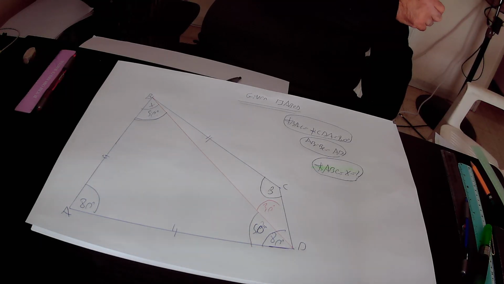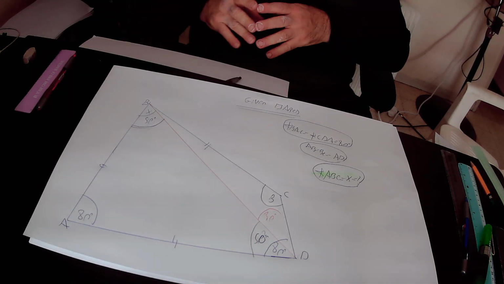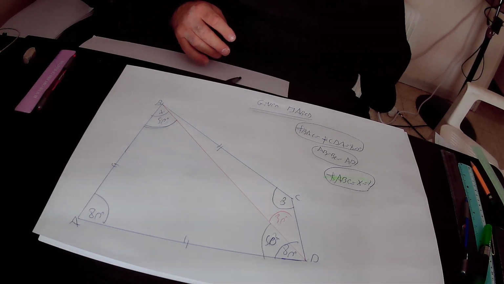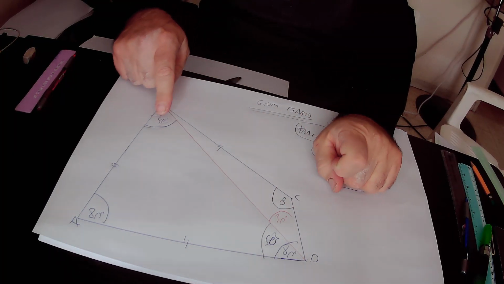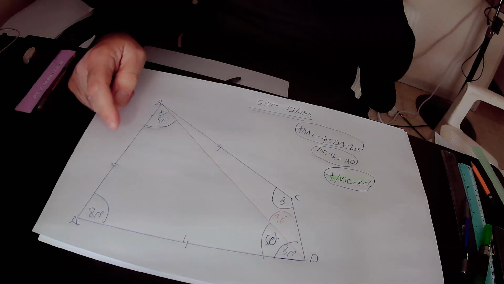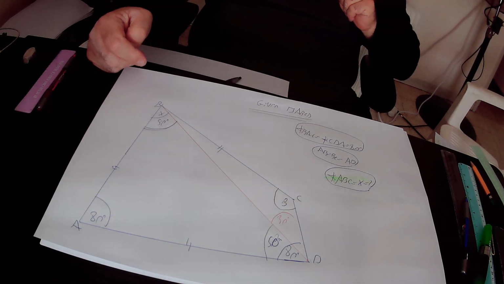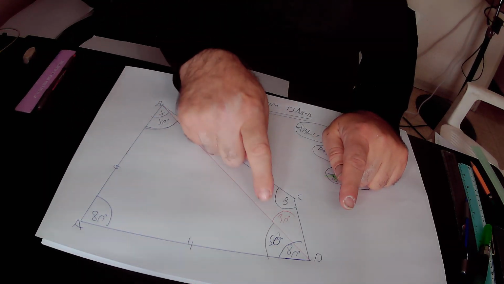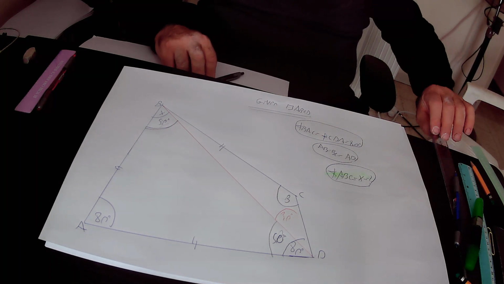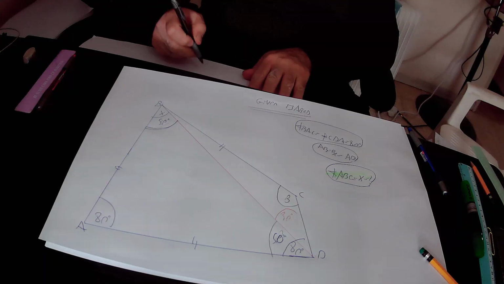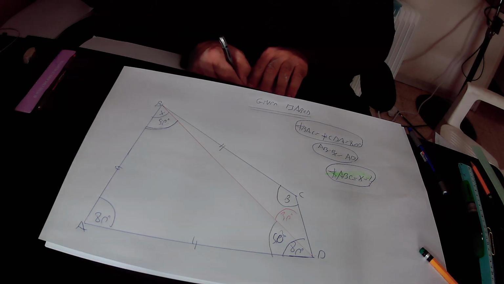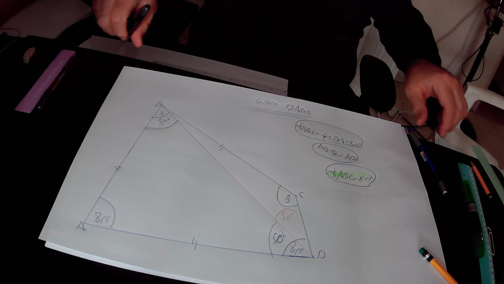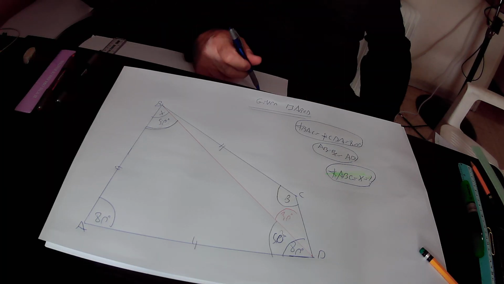So according to the law of sines, in triangle ABD, the following equation is true. BD over sine 80 degrees equals AB over sine 50 degrees. So I write it down. In triangle ABD, according to the law of sines, the following equation is true.